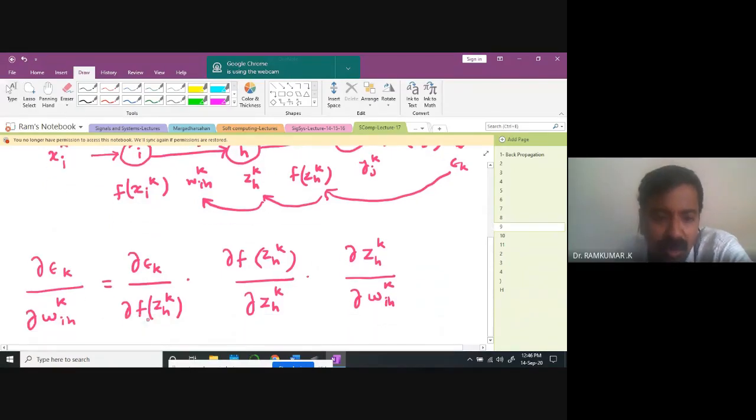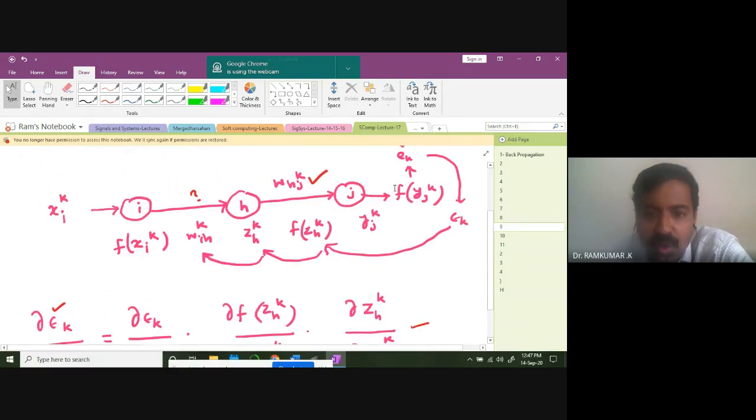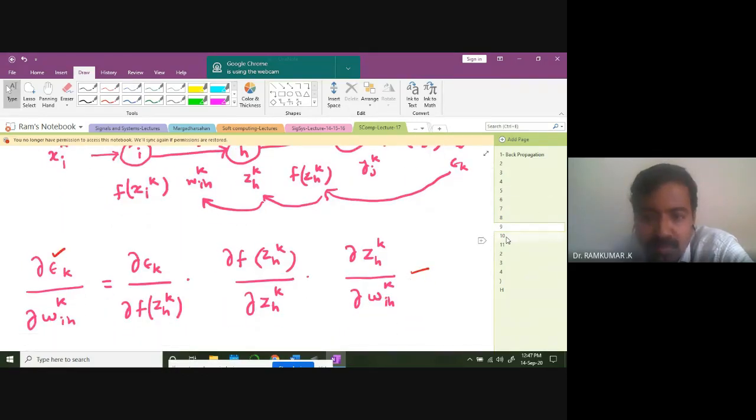But in this case, for the given error, how is this WIH going to influence that error? What is the change in error with respect to WIH? That's given by dou ek by dou f of zhk, then f of zhk by zhk, and zhk by WIH. That's how we operate. You can clearly see how the chain rule operates, so this can be computed comfortably. There is one important point to note here: dou ek by dou f of zhk.